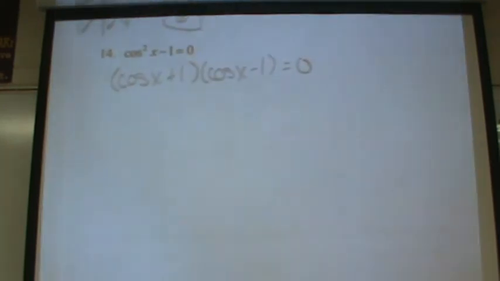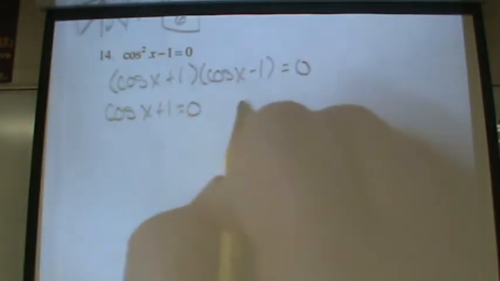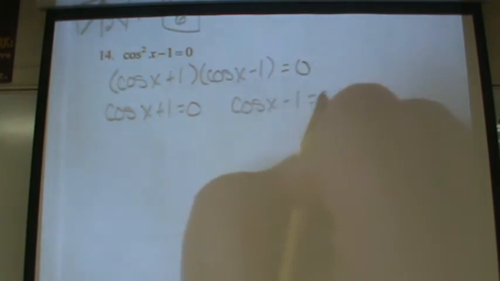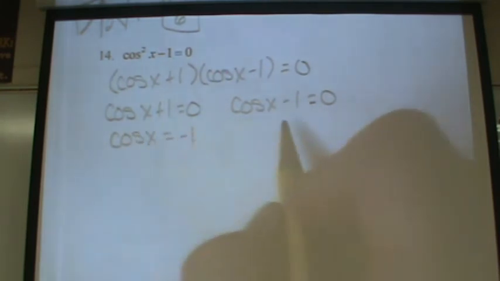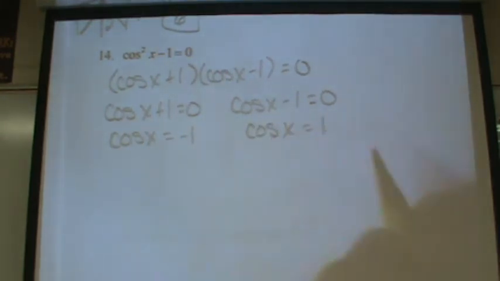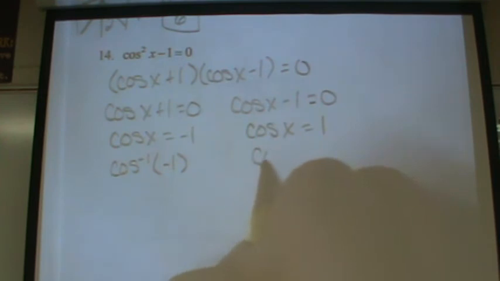Number 14, we have cosine squared x minus 1. This one is a difference of perfect squares. So you have cosine x plus 1 times cosine x minus 1. Set each one of those equal to 0. You're going to have cosine x plus 1 equals 0, and cosine x minus 1 equals 0. You'll have cosine x equals negative 1, and cosine x equals 1. Take the inverse cosine of negative 1 and the inverse cosine of positive 1.